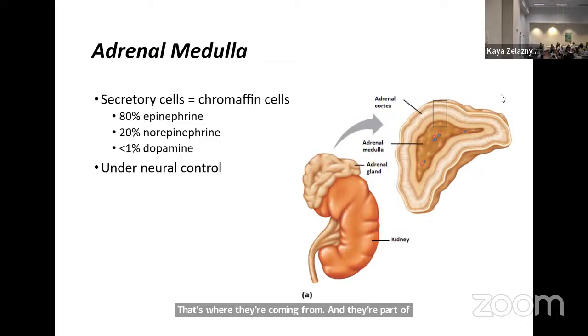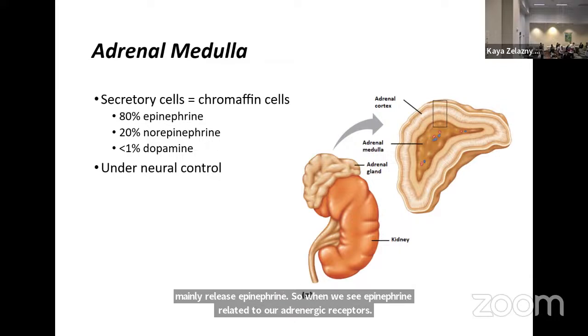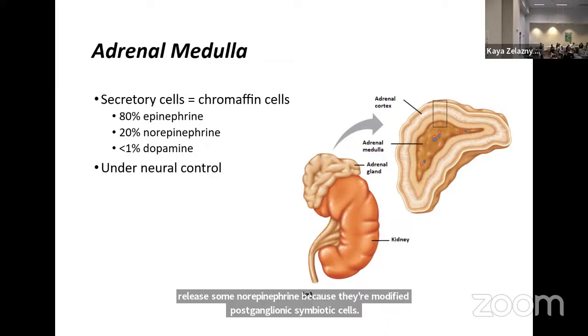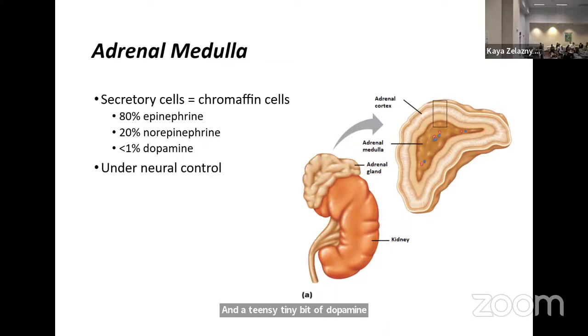So that's a verbal reminder that we've seen the adrenal medulla before, we've seen the adrenal gland before. Remember that we had modified postganglionic cells, turned them into these little guys called chromaffin cells, which mainly release epinephrine. So when we see epinephrine related to our adrenergic receptors, that's where that epinephrine is coming from. They release some norepinephrine because they're modified postganglionic sympathetic cells, and a teensy tiny bit of dopamine. So they were under direct neural control, right? So they were part of the nervous system essentially.